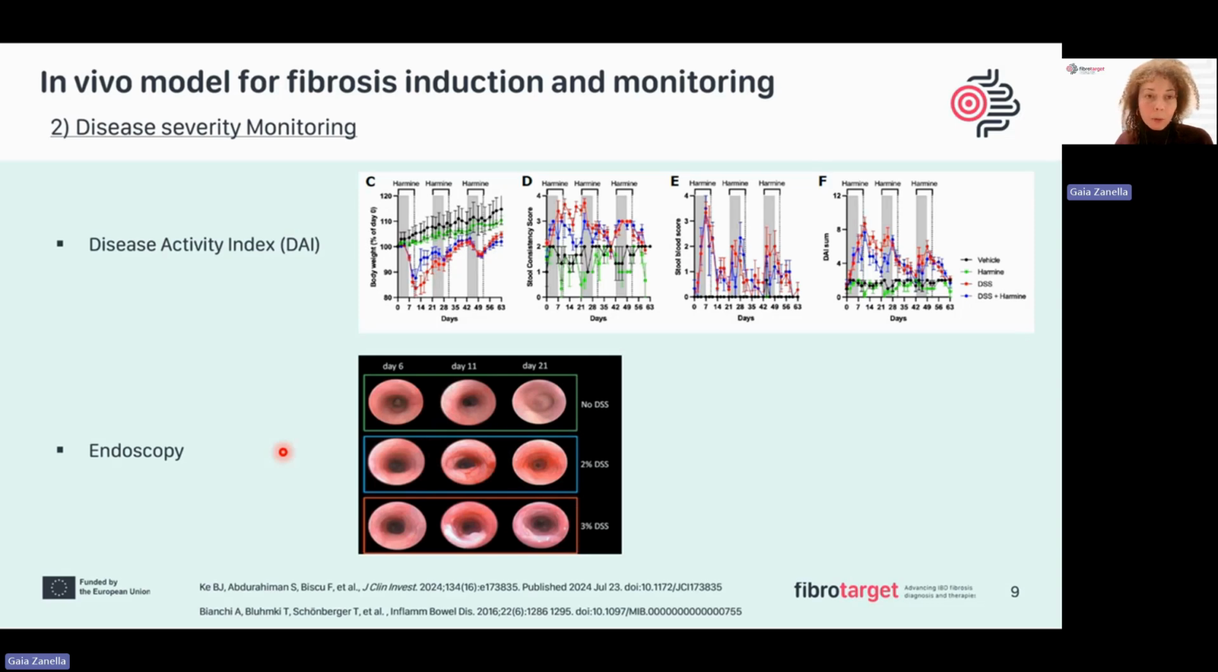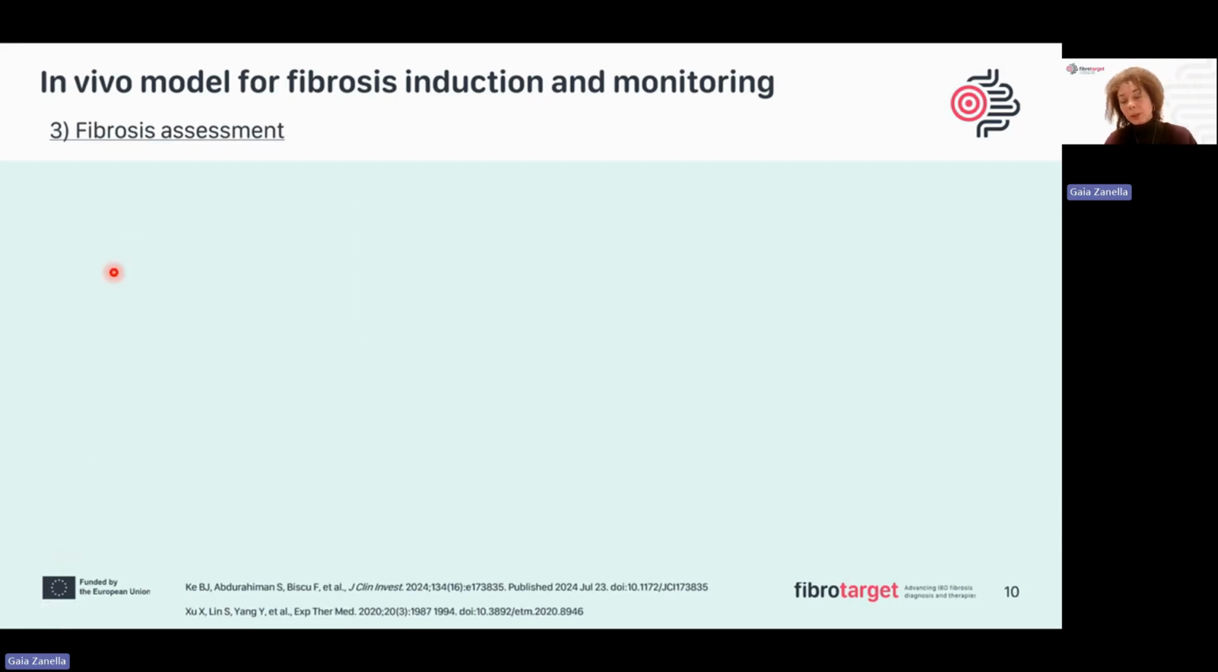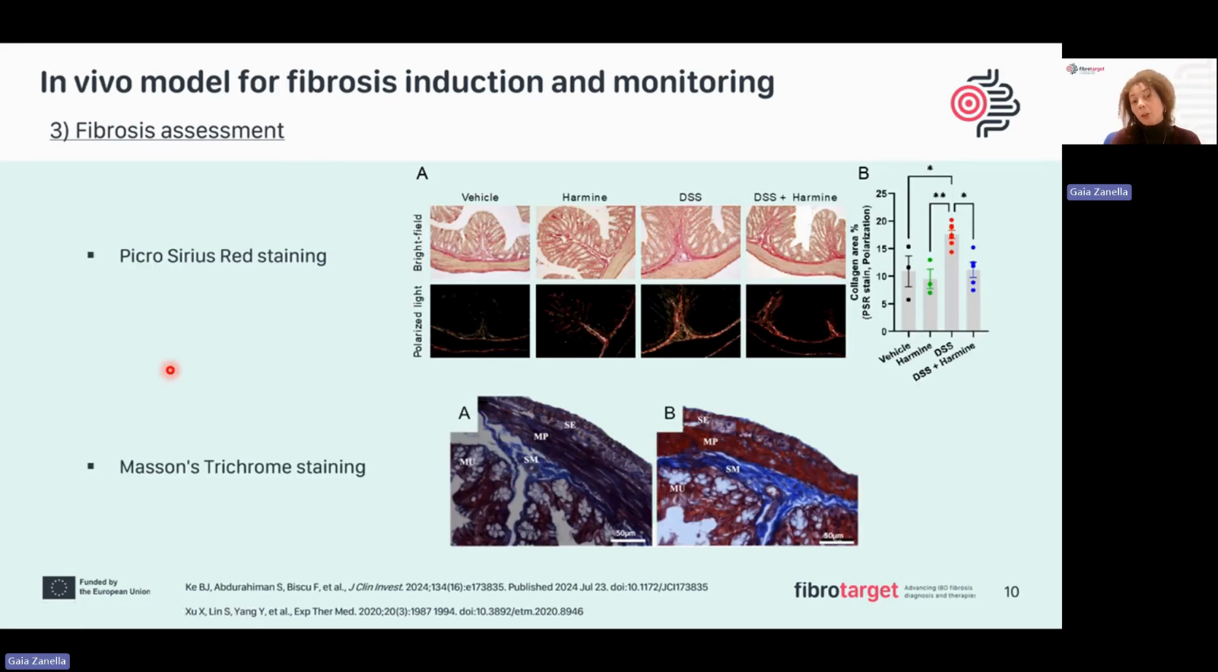anesthesia. Then we will move on with the most interesting part for us, which is how to assess fibrosis in the mice. So at the moment, the gold standard remains the histological assay. So we have mainly Picrosirius red staining and Masson's trichrome.